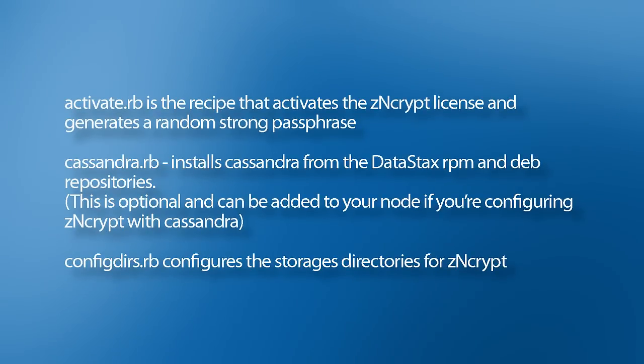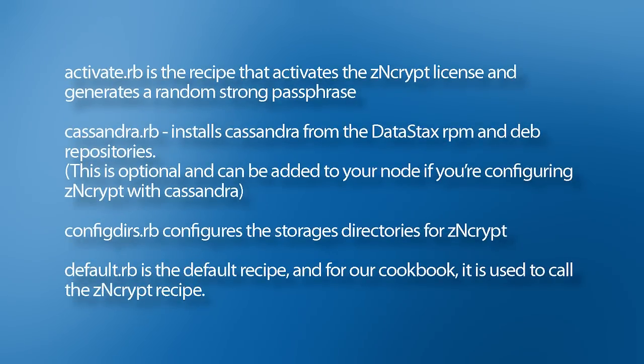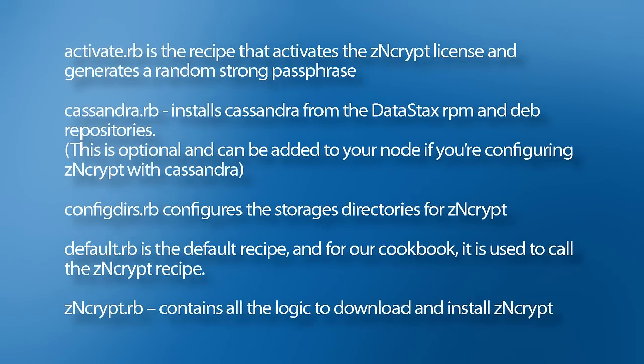Config.dir.rb configures the storage directories for zEncrypt. Default.rb is the default recipe, and for our cookbook, it's used to call the zEncrypt recipe. zEncrypt.rb contains all the logic to download and install zEncrypt. Let's take a look at some of the components of the zEncrypt.rb code.